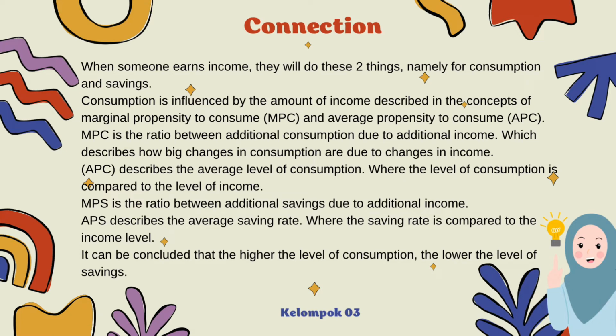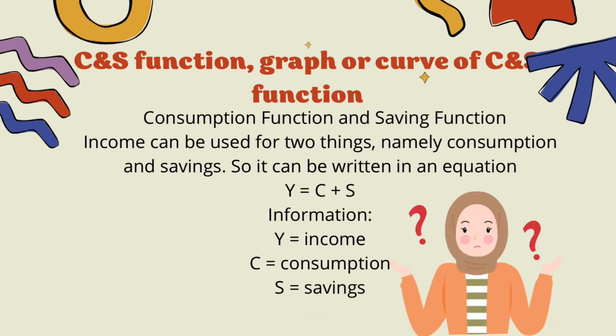APC describes the average level of consumption, where the level of consumption is compared to the level of income. MPS, or marginal propensity to save, is the ratio between additional savings due to additional income. And APS, or average propensity to save, describes the average saving rate, where the saving rate is compared to the income level. It can be concluded that the higher the level of consumption, the lower the level of saving.